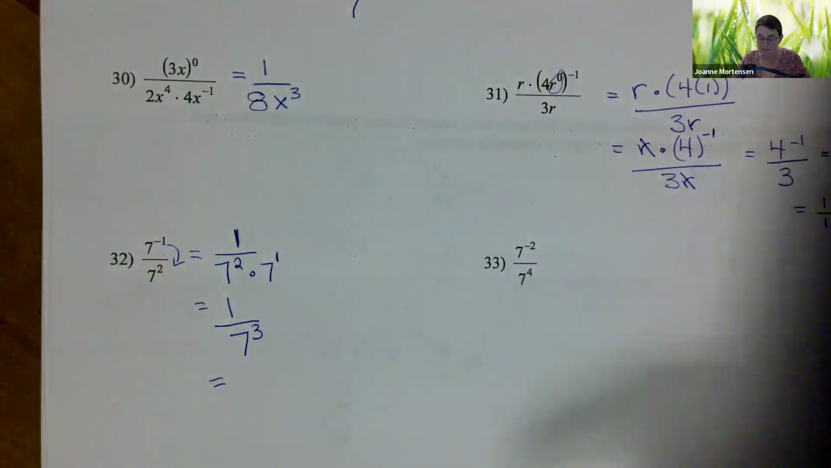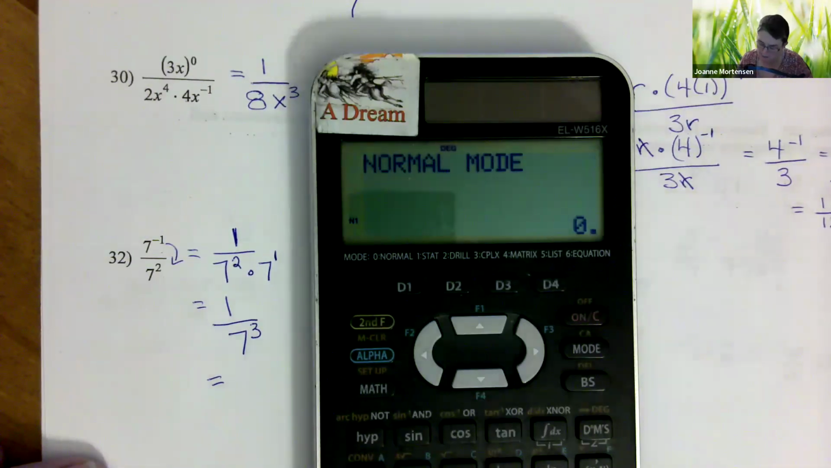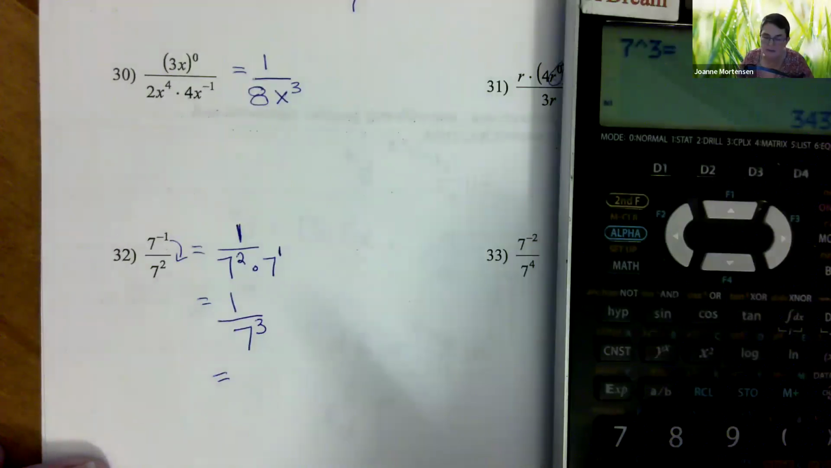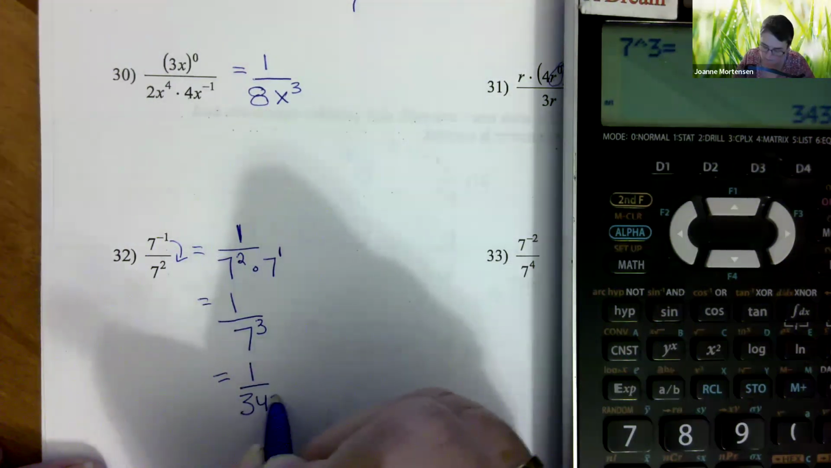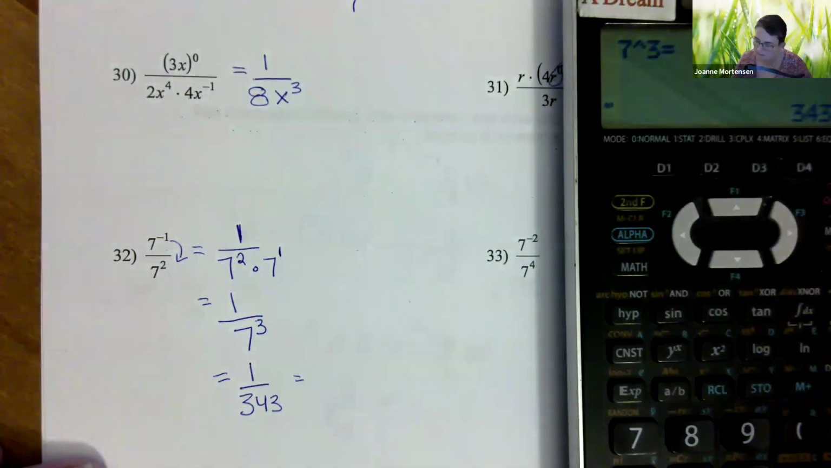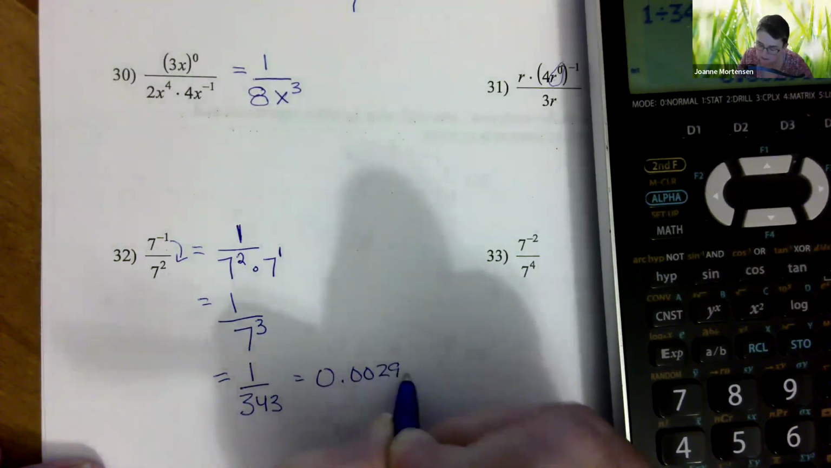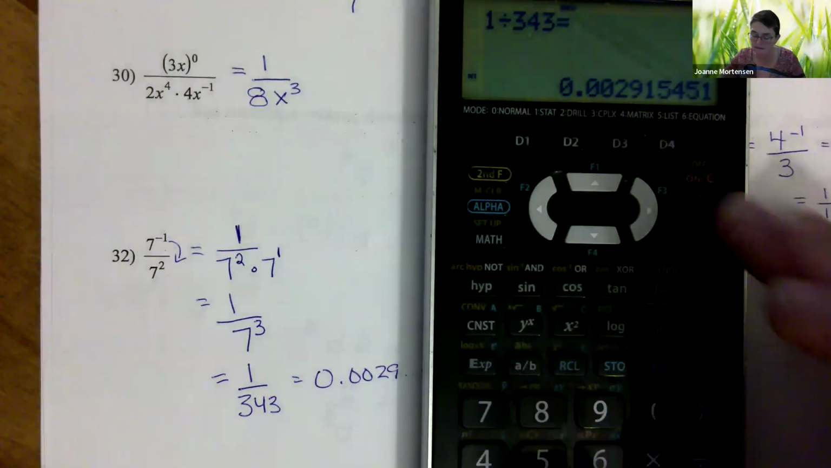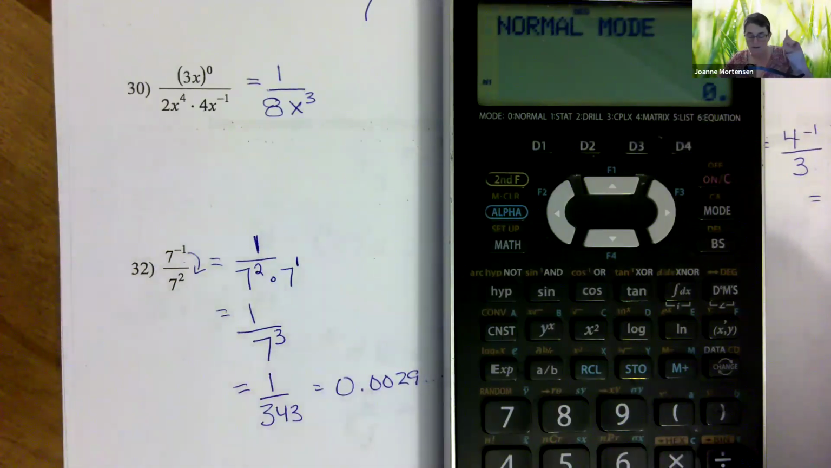I just want to play and see what happens. First of all, 7 exponent 3 is 343. So this is 1 over 343, which is, I want it as a decimal, 0.0029. I don't care about the rest. I'm very curious if I can do this on my calculator and go from here to here in one step.